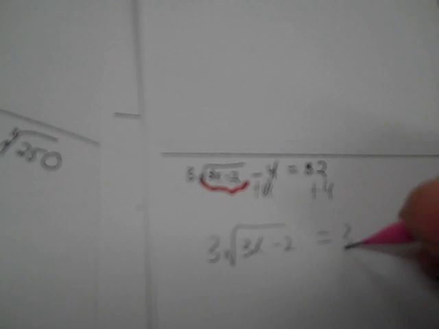I'm going to mark where that root begins and ends, because I don't want to worry about the inside. I'm just looking outside. So first I have a minus 4. We're going to add 4, and that takes that side to 36. So I got 3 times the root of 3x minus 2 equals 36.